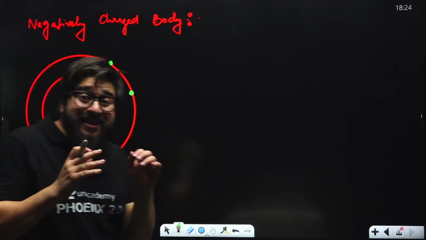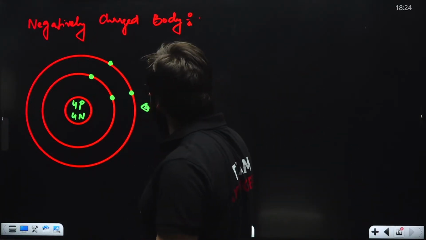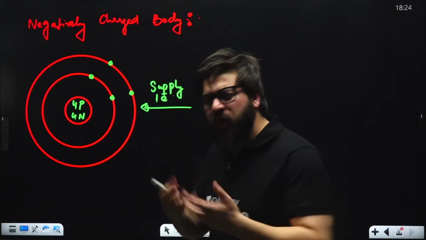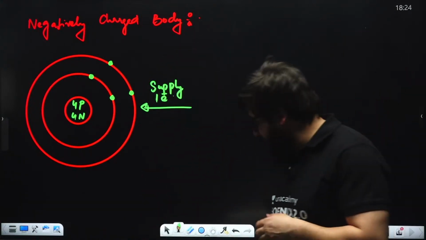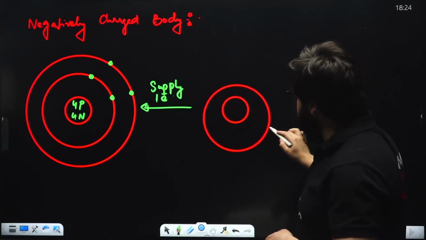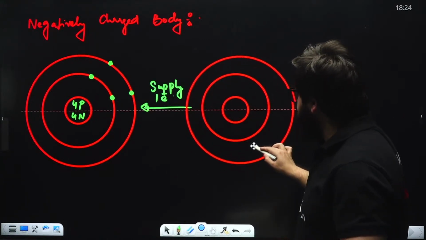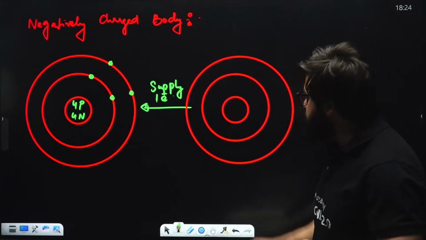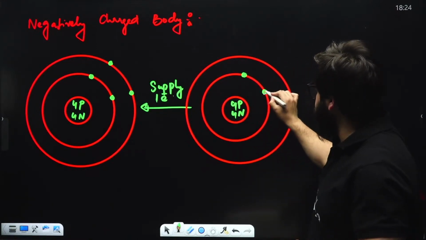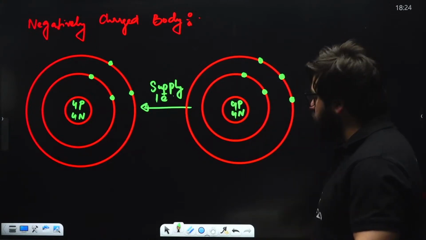Now, you have to make this body negatively charged. What you are supposed to do in that case is supply 1 electron. By means of something, you are supplying 1 electron over here. So when you supply 1 electron, listen to me very carefully. Afterwards it will look something like this: 4 protons, 4 neutrons, and 5 electrons.